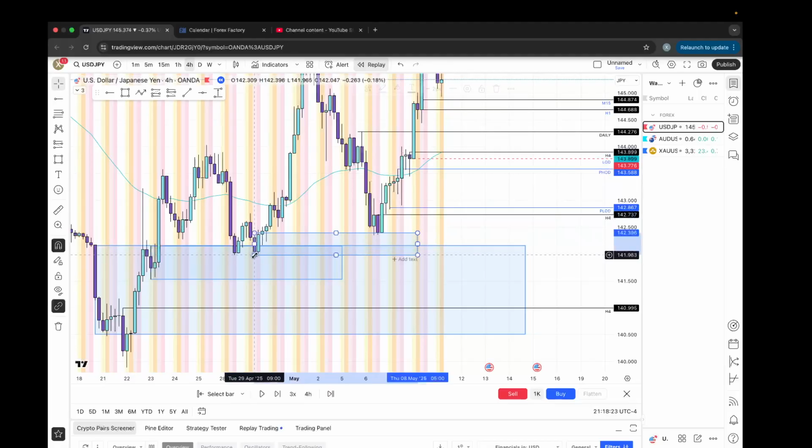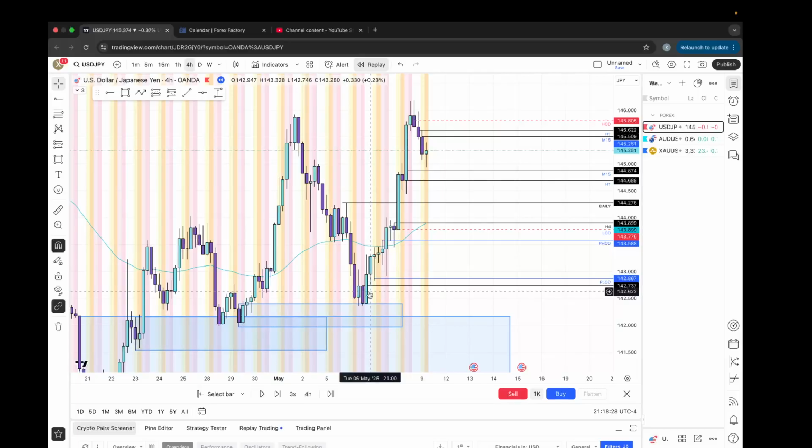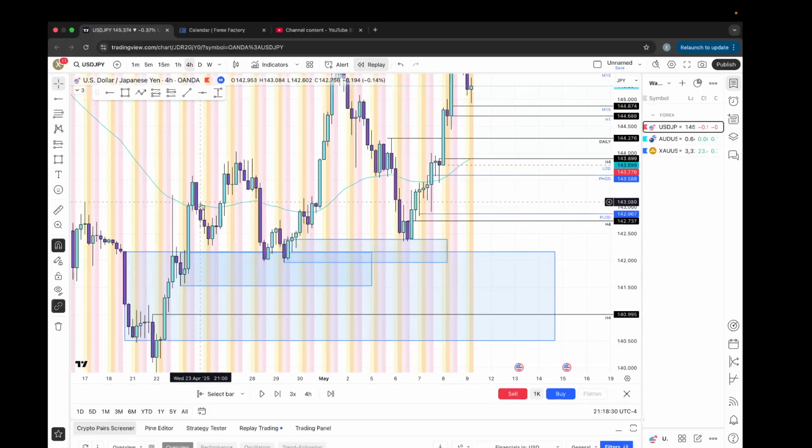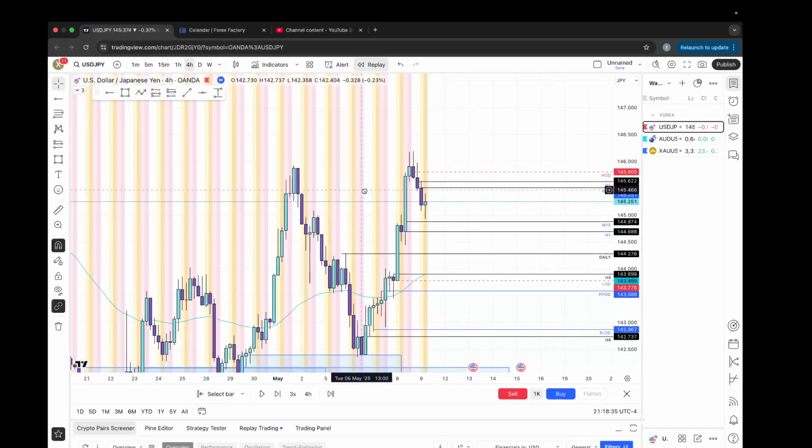So on the higher time frames, it looks like we're buying. It looks like price is finding supply, giving a pullback to be able to break it. You can obviously see we're doing higher highs and higher lows. So we're already thinking buys.